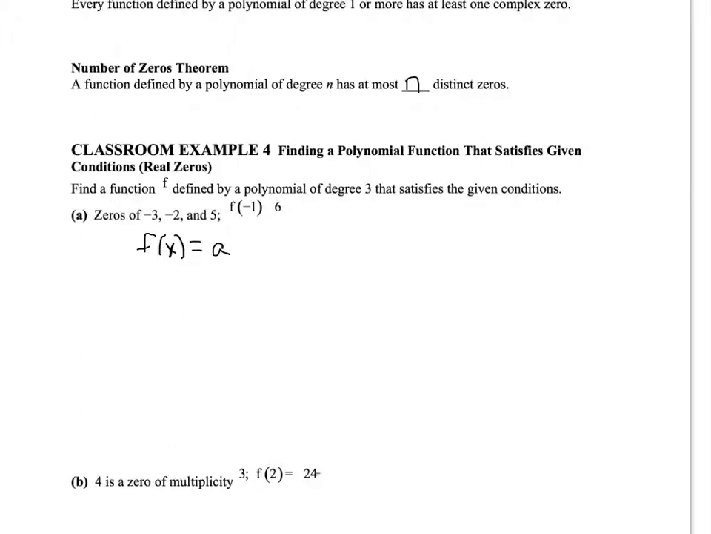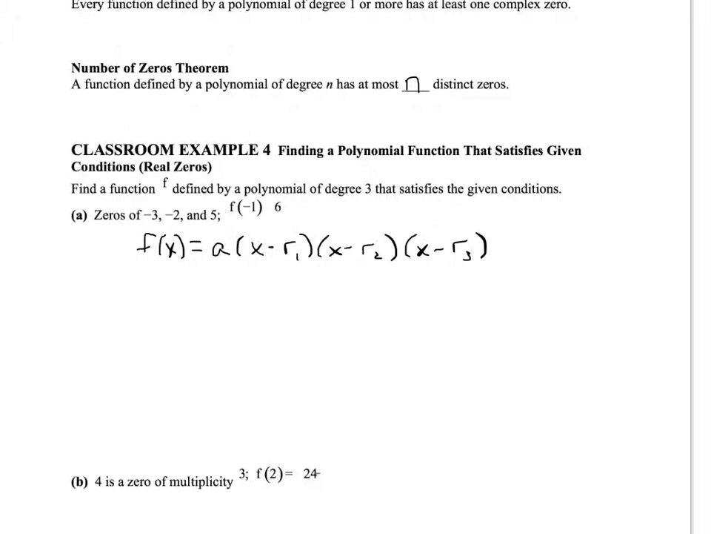Our function could be written in factored form. Remember when we have an a that is in front of our function, that simply tells us about stretches or shrinks. If it happens to be negative, it would tell us about reflections. And depending on how many different roots we have, again, root is another word for a zero, an x-intercept, in factored form, we would have x minus each of these x-intercepts.